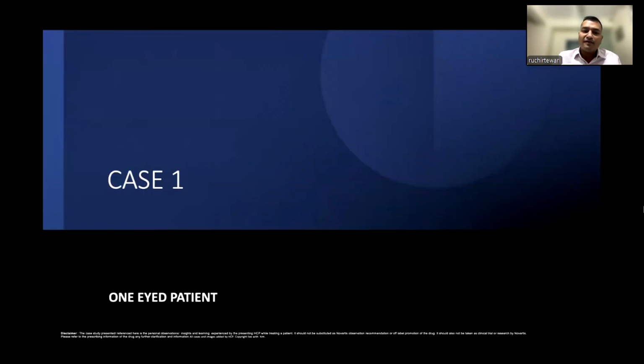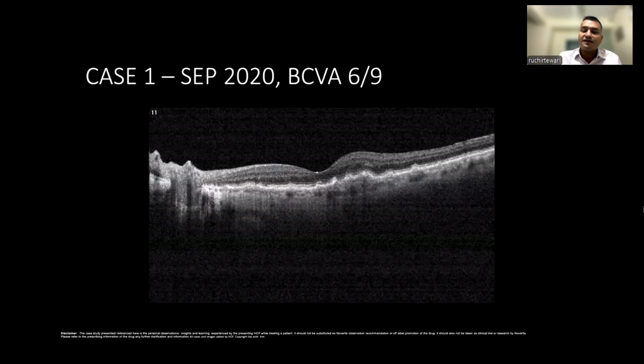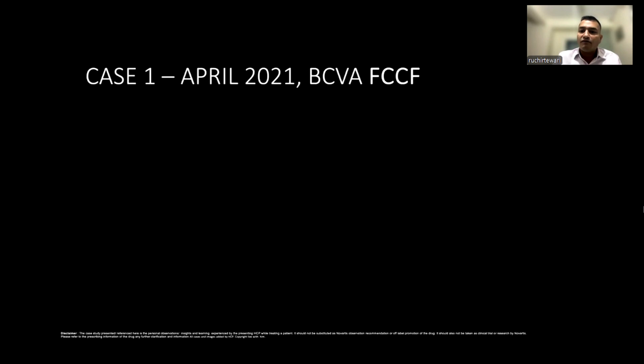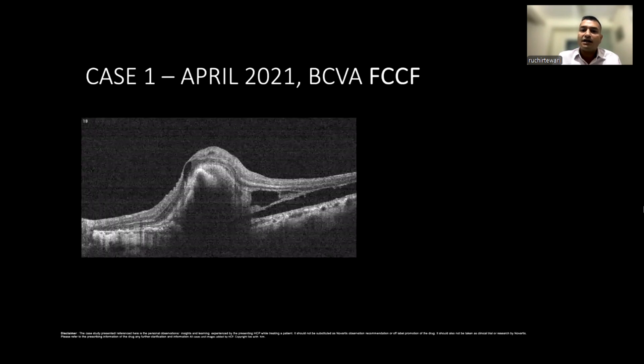I'll be sharing some of my cases. So this is the first patient that I tried this drug on. I first saw the patient in September 2020, BCVA 6/9. Now this is a one-eyed patient. He came back to me in April of 21. His BCVA had gone down to finger counting close to face, and he had developed a very large RPE rip. So the plan was to give loading doses of ranibizumab followed by treat and extend.